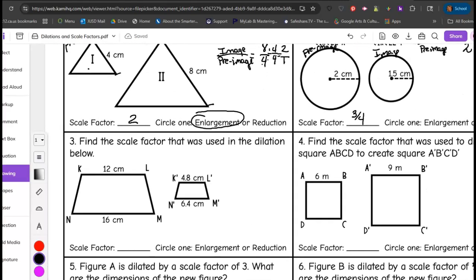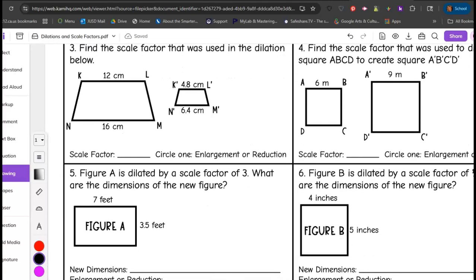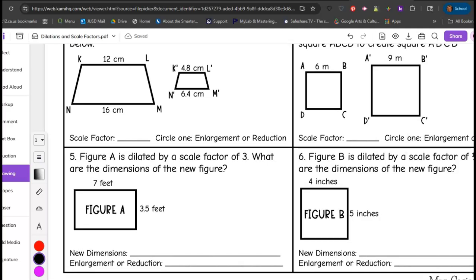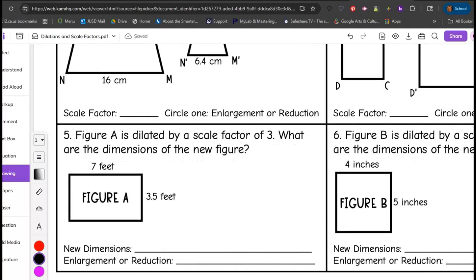Okay, let's look at problem 5. You're still going to do problems 3, 4, and 6, but in order to do 6, you have to know how to do 5, and 5 is a little bit different. We're going to go backwards. Okay, so it says figure A is dilated by a scale factor of 3. So they told me what my scale factor is. My scale factor is 3. What are the dimensions of the new figure? It only gave me one figure.